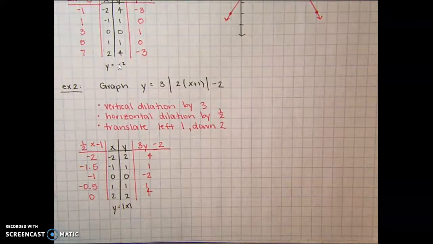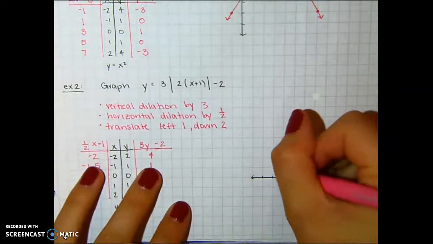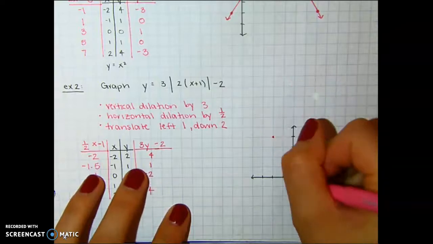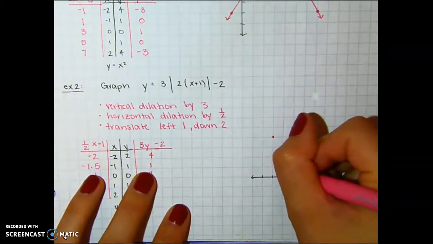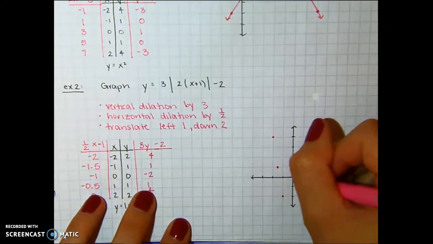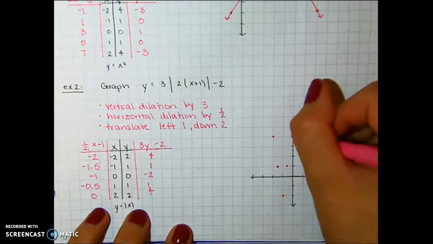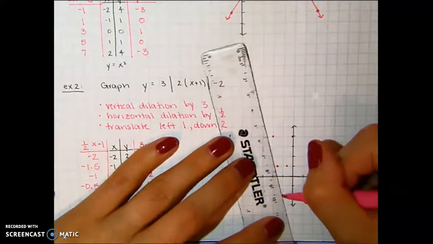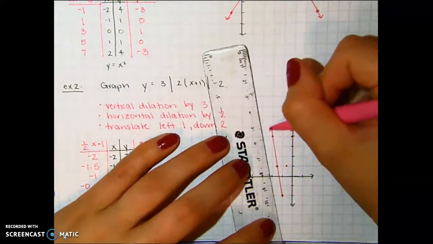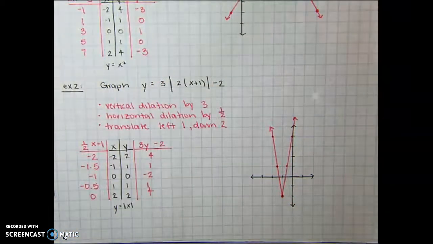Okay, and now I'm going to graph it. And I'm going to pause and graph because it's going to cut me off of time. -1.5, 1, -1, -2, -0.5, 1, and 0, 4. So my graph will look like this. And we are all done.